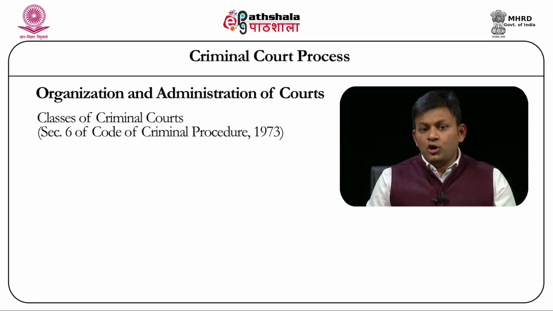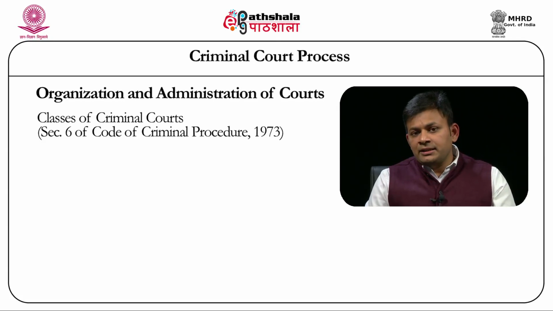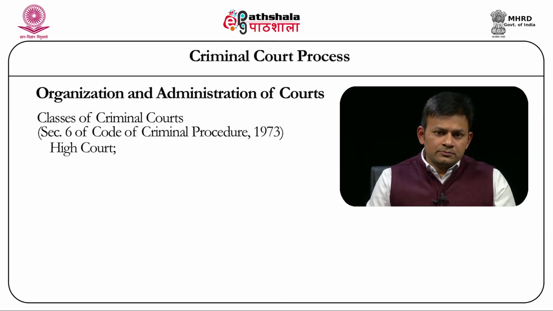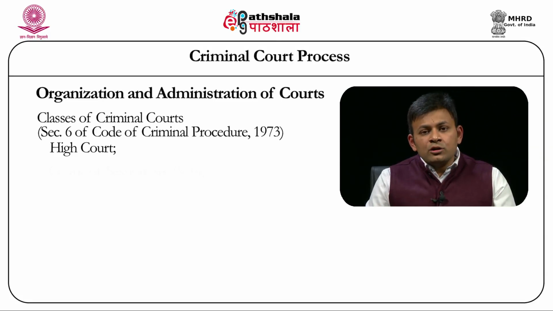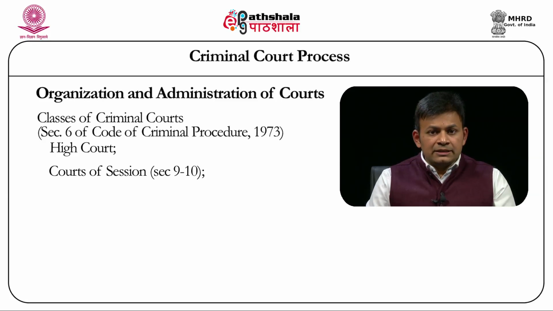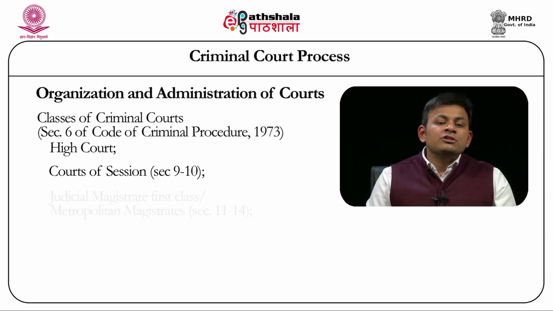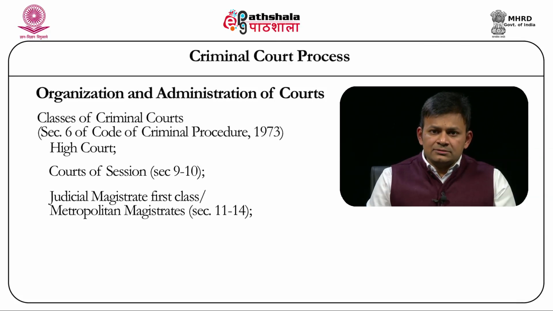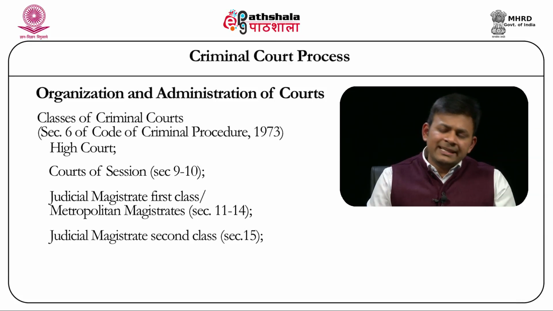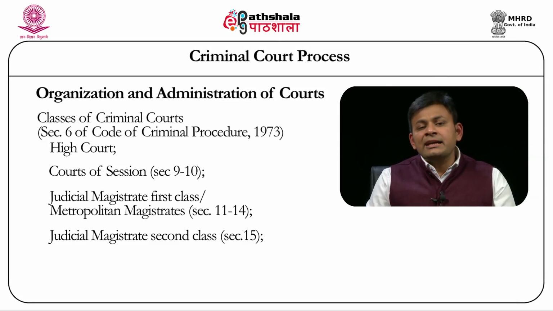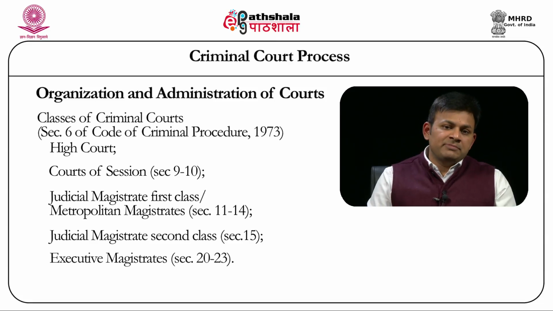Section 6 of the Code of Criminal Procedure categorizes the criminal courts. At the top of the hierarchy, we have the High Court, followed by courts of session. Then we have Judicial Magistrates first class and Metropolitan Magistrates as well. Then we have Judicial Magistrates second class, and then finally we have the Executive Magistrates.